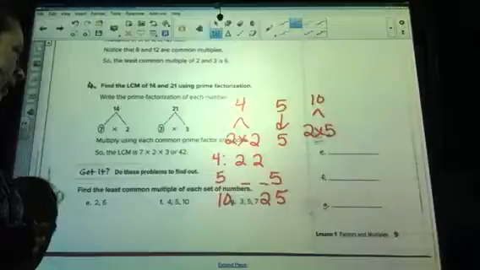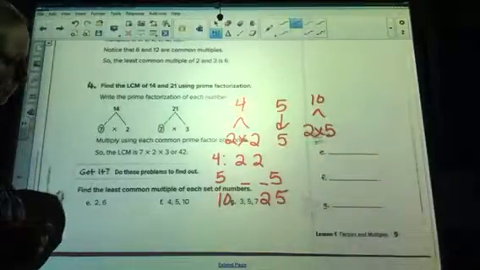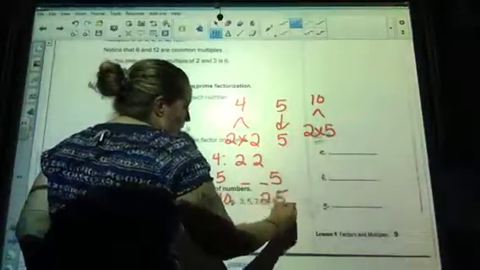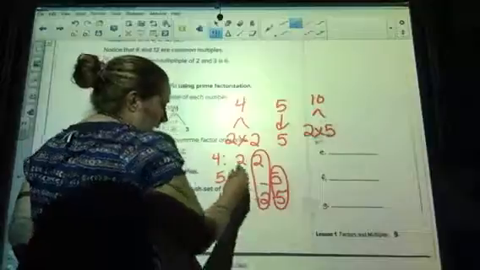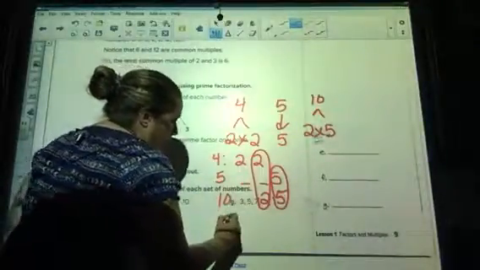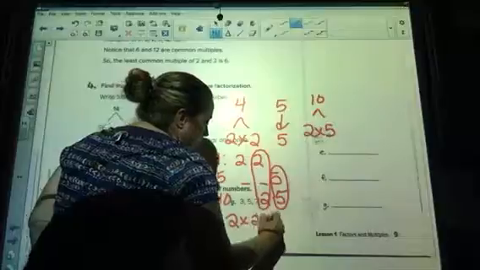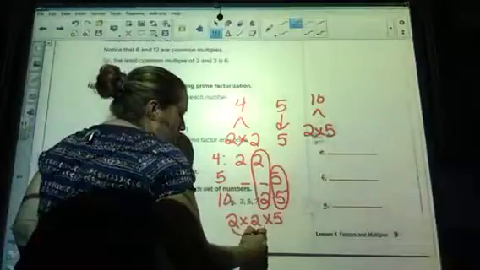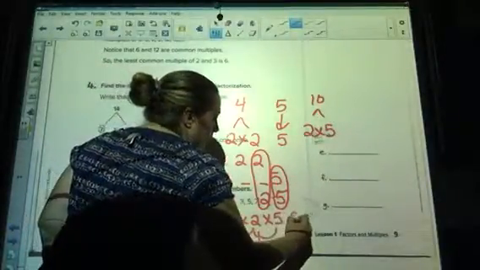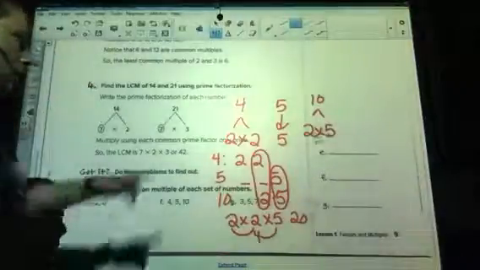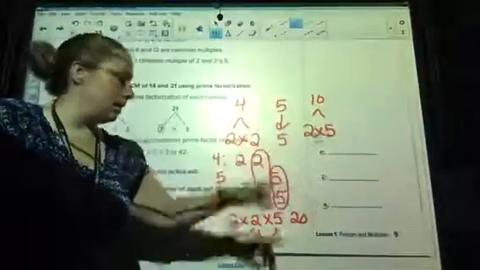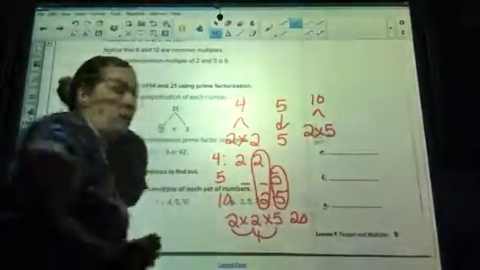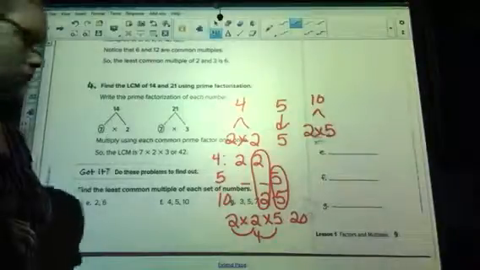All right, let's see what we got that matches up. We've got 5s that match up, 2s that match up, and a 2 that's left over with no matches. So we got 2 times 2 times 5. 2 times 2 is 4. 4 times 5 is 20. The least common multiple of 4, 5, and 10 is 20. Now notice there wasn't a match in here, but as long as you have a pair, you only need 1, even if it's a 3-digit number.